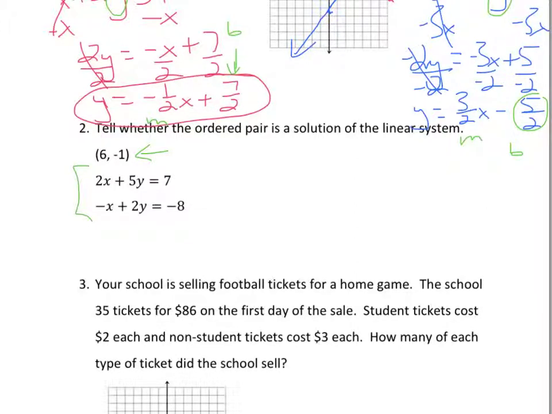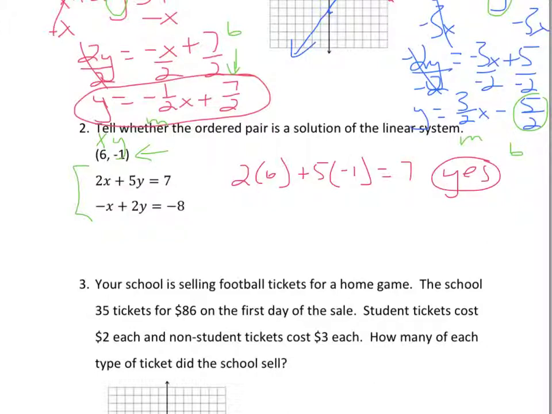In order to do that, you just have to plug in. We know that's an x and that's a y. So you plug it into both equations and make sure that they both work. You could do the same thing with our 3, 2 from the previous problem, just to make sure your answer is correct. So let's do that. With this top equation, we've got 2 times 6 plus 5 times -1 equals 7. Does that make sense? 2 times 6 is 12, 5 times -1 is -5, so we've got 12 minus 5 equals 7. That works.